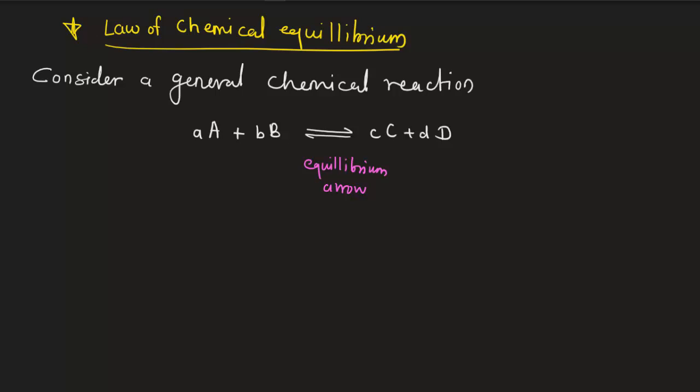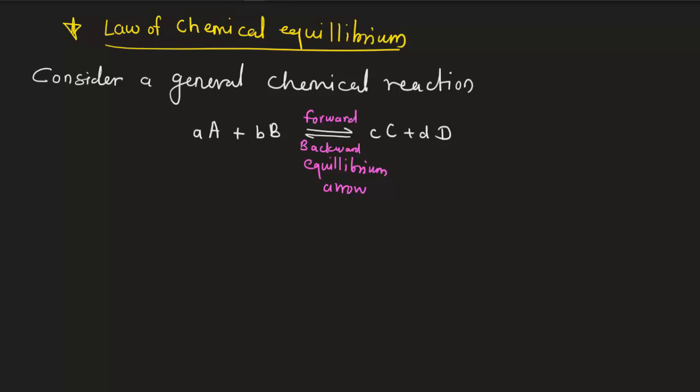This upper arrow shows the forward reaction, and this reverse arrow shows the backward reaction. From left to right, the reaction proceeds in such a way that reactants are converted into products, and in the reverse or backward reaction, the formed products are converted back into the reactants.